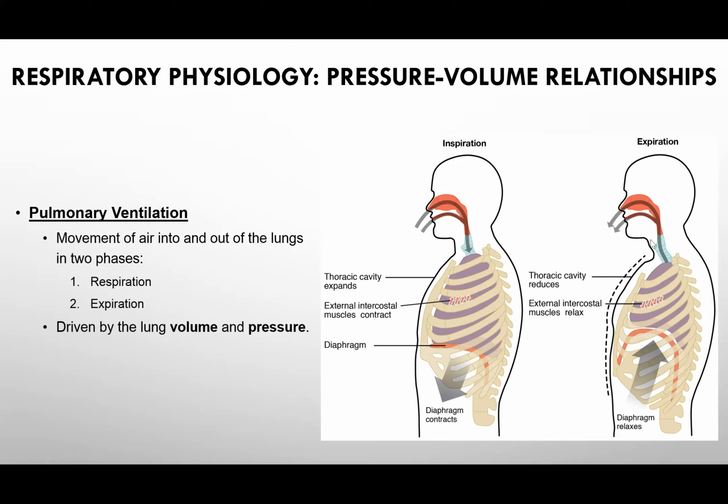Expiration then is the breathing out phase. The ability of our bodies to breathe in air and exhale air is driven by the volume and the pressure of the lungs. So it's driven by lung volume and pressure. During inspiration, we can see that the thoracic cavity, or the rib cage, is going to get bigger thanks to the external intercostal muscles contracting and the diaphragm contracting.